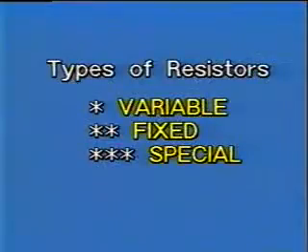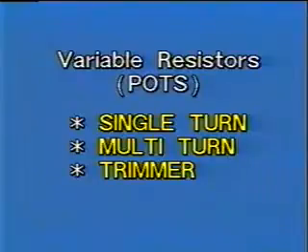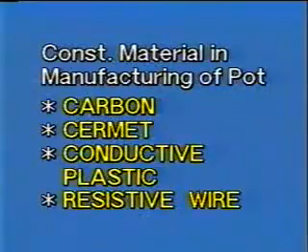Resistors are of 3 types: variable, fixed and special. Variable resistors, commonly known as pots, are of three types: single-turn, multi-turn and trimmer. Construction material used in the manufacturing of pots includes carbon, cermet, conductive plastic and resistive wire. In the next program of the series, we will deal with fixed and special type of resistors.